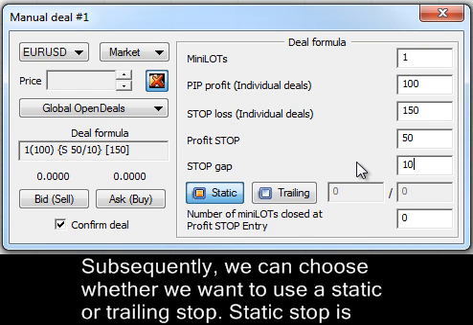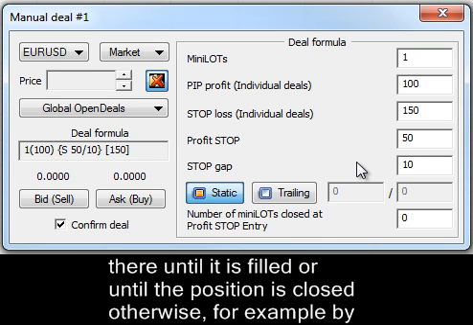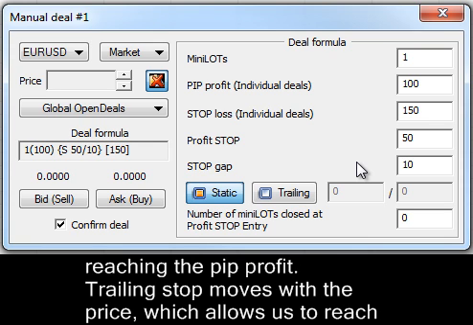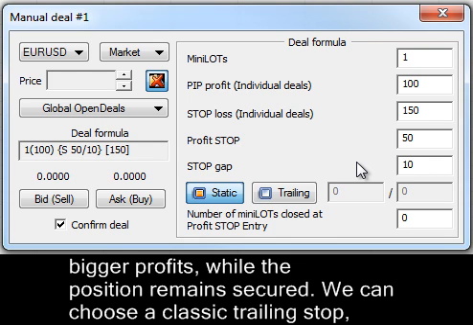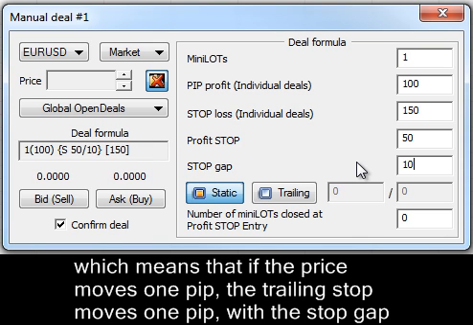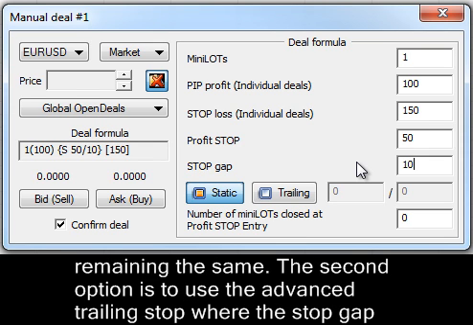Subsequently, we can choose whether we want to use a static or trailing stop. Static stop is there until it is filled or until the position is closed otherwise, for example by reaching the pip profit. Trailing stop moves with the price, which allows us to reach bigger profits while the position remains secured. We can choose a classic trailing stop, which means that if the price moves 1 pip, the trailing stop moves 1 pip with the stop gap remaining the same.